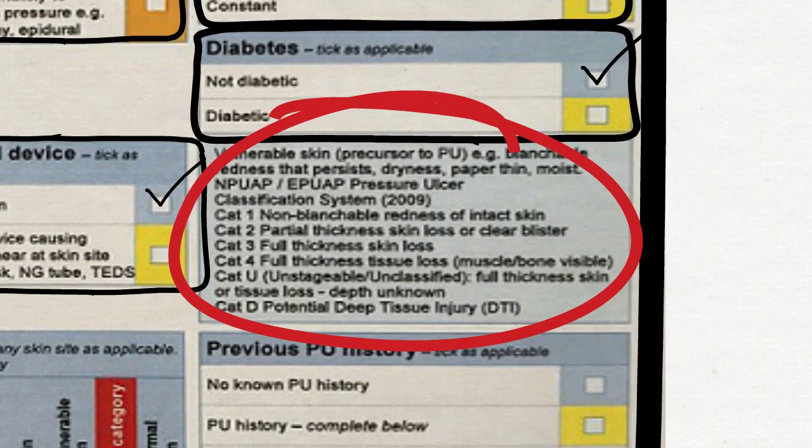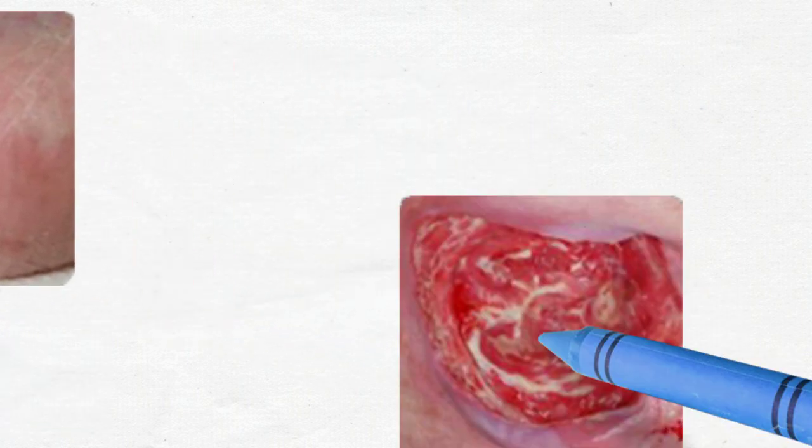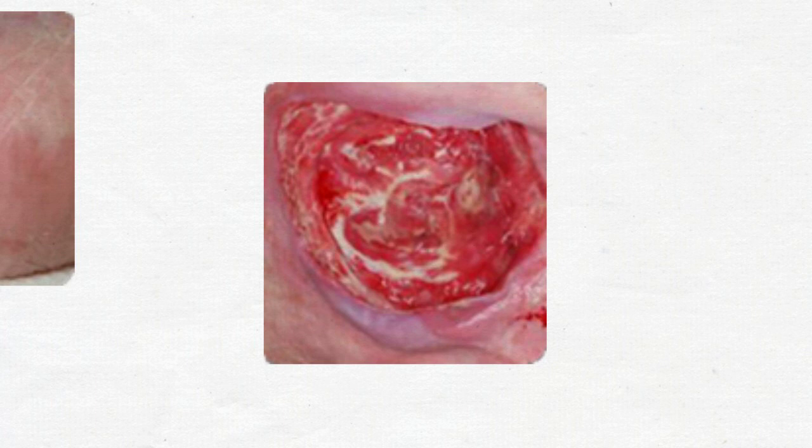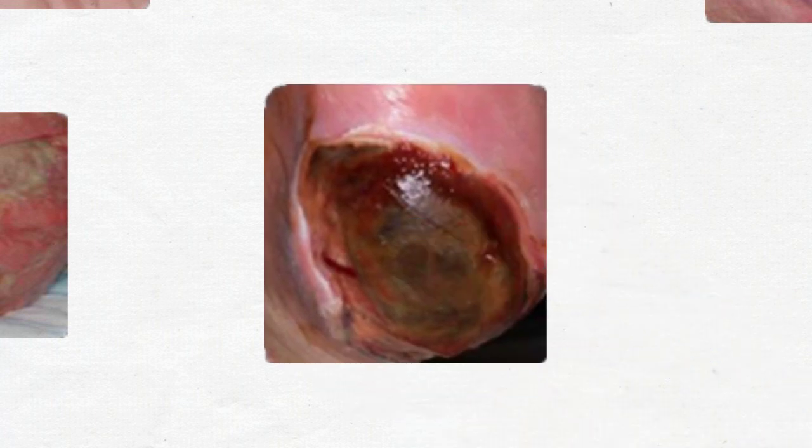Please use the key identified on the chart to aid classification of the patient's skin as follows: Category 1, Category 2, Category 3, Category 4, Category U, Category D, and moisture damage.